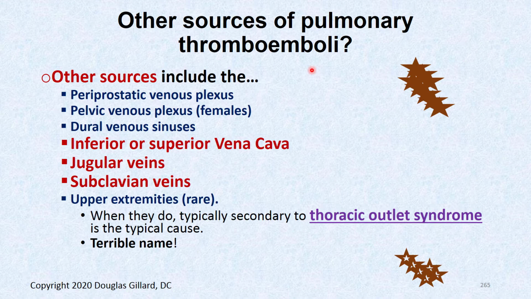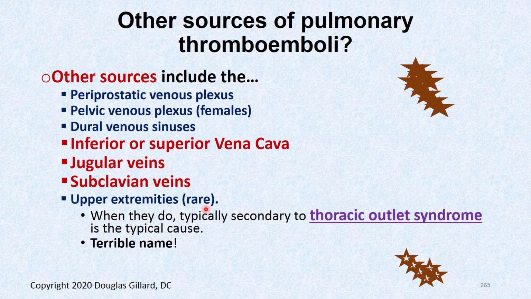Other sources of pulmonary thromboemboli. So right, 90%. What about the other 10? There are other venous systems that can let them loose. The big ones, and these are really dangerous, you treat these really aggressively: the inferior and superior vena cava, which go into the heart and then to the lungs. The jugular veins. My wife's friend died of a DVT in the jugular vein. And subclavian veins. And they broke loose and stuck in the heart.